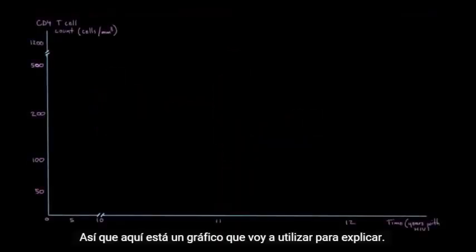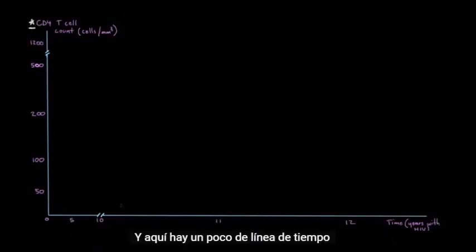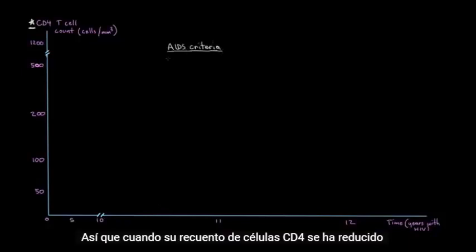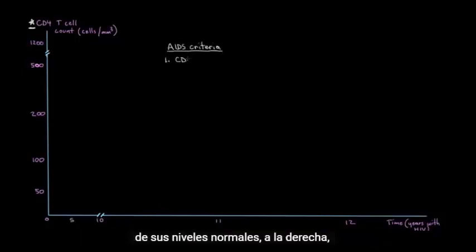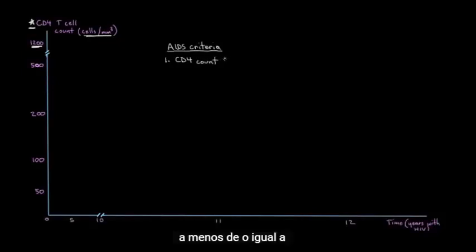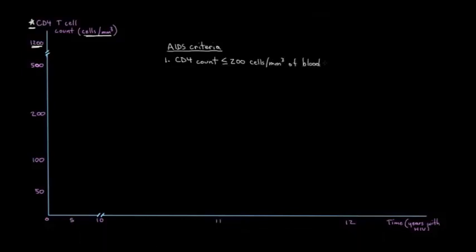So here's a graph I'll use to explain. Here's CD4 T cell count on this y-axis. And here's a little timeline. We'll say that 10 years is about here, because in an untreated HIV infection, it takes about 10 years before your immune system is completely destroyed and AIDS is developed. So when your CD4 cell count has dropped from its normal levels, of about 1,200 or so CD4 cells per cubic millimeter of blood, to less than or equal to about 200 cells per cubic millimeter of blood, you've developed AIDS. That's one of two ways to tell.